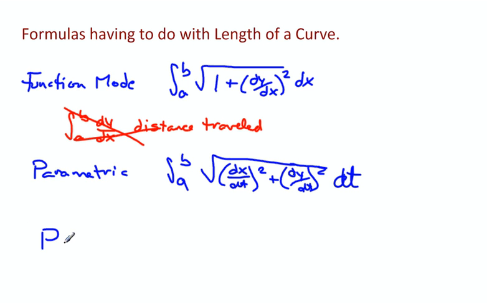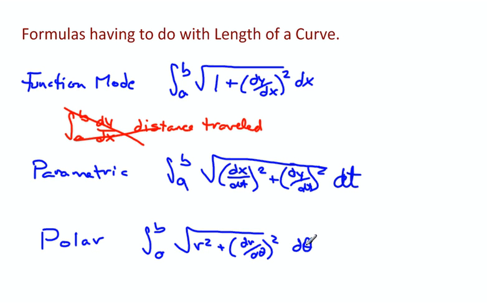Our last mode was in polar mode, and in polar mode we would take the integral from a to b, square root of r squared plus dr d theta squared. And in this case, everything is in terms of theta.